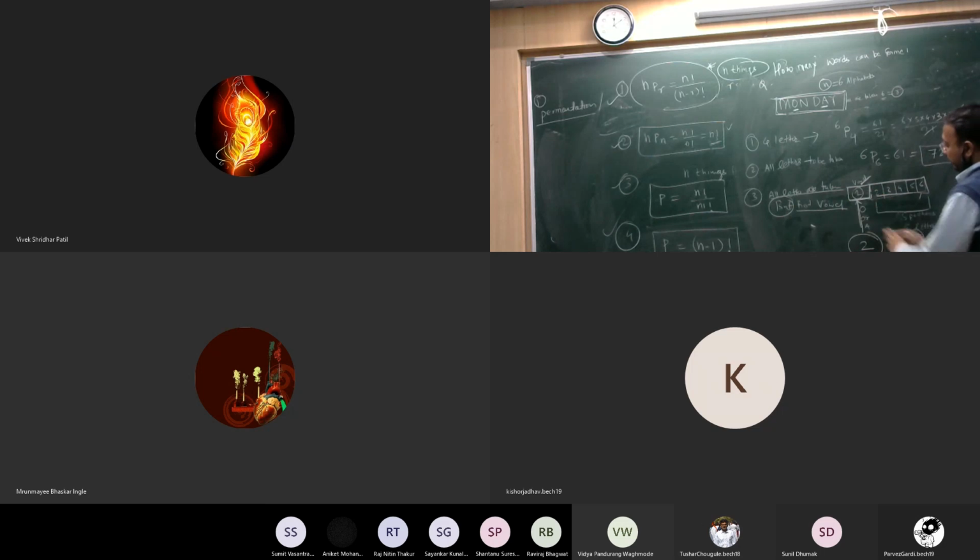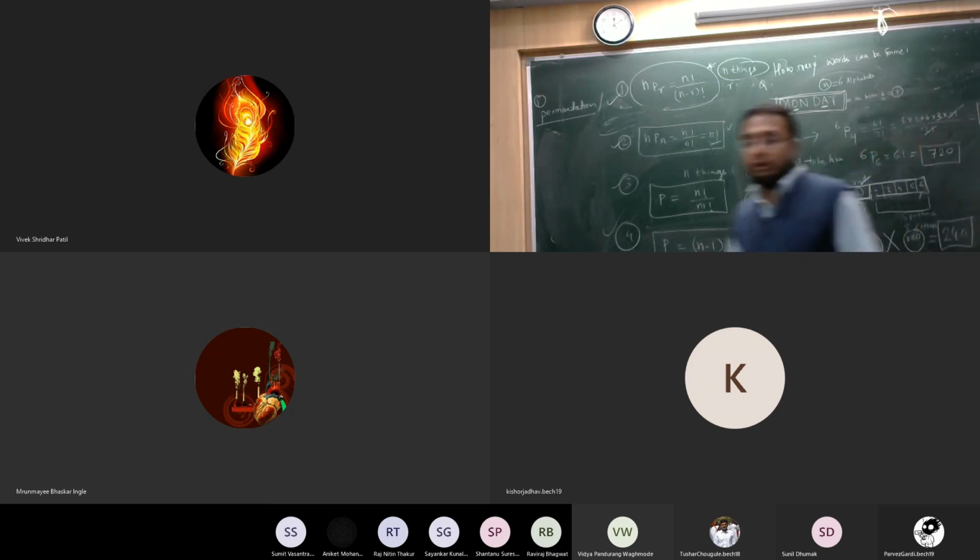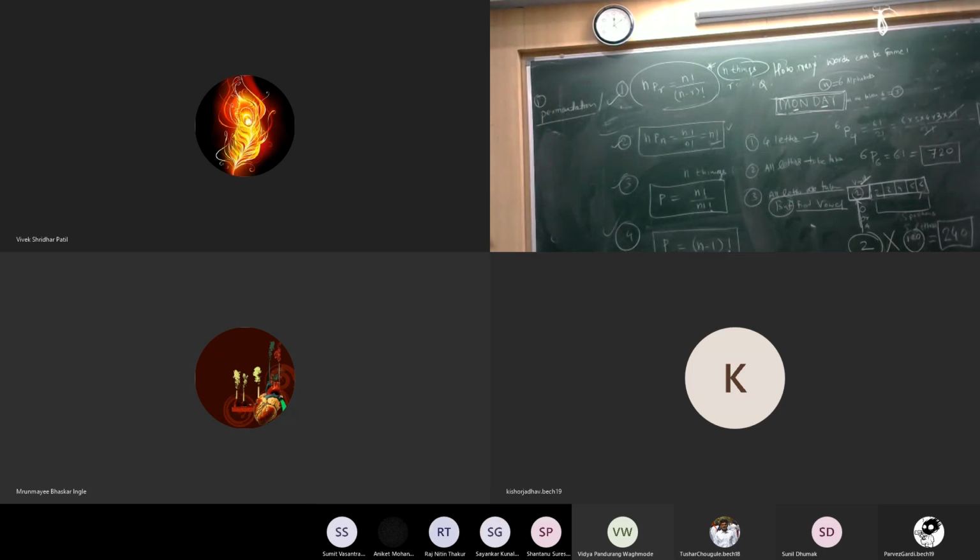The first position can be filled in 2 ways. Both are the same task, not a different task. The first position is one task and the remaining is another task, that's why we need to multiply. So 2 into 120 will be 240. 240 ways it is possible.